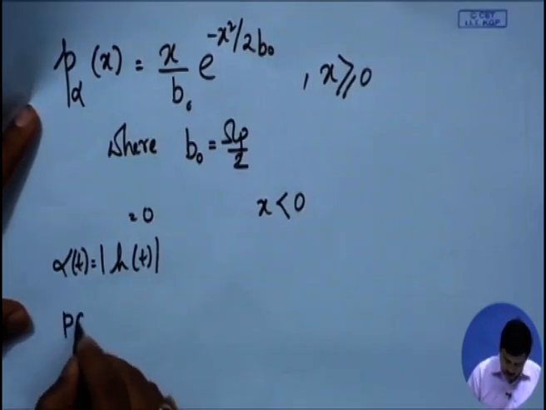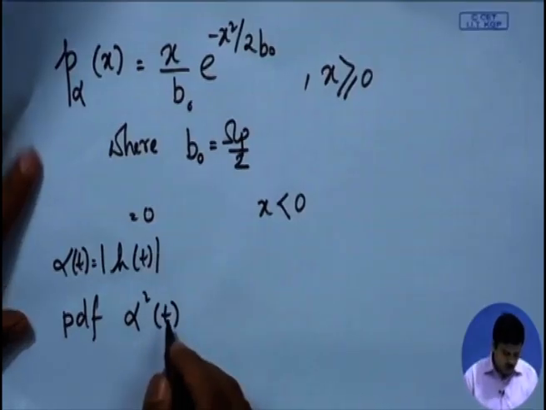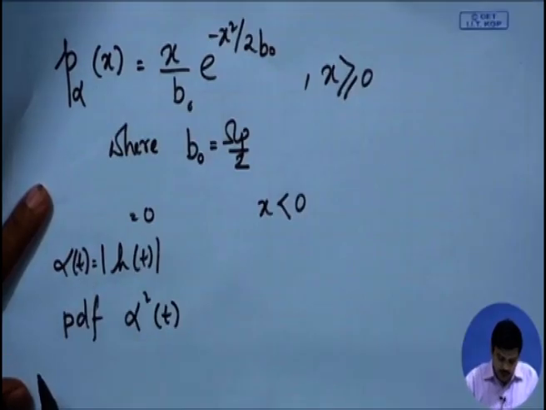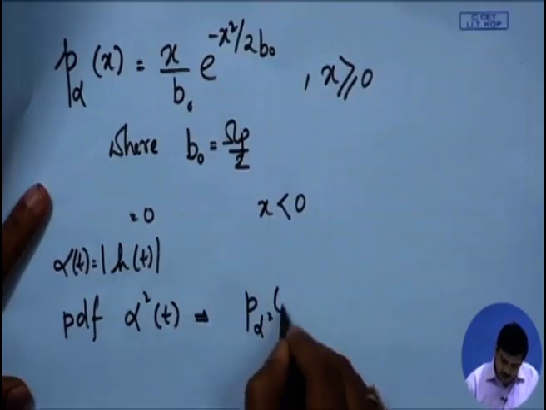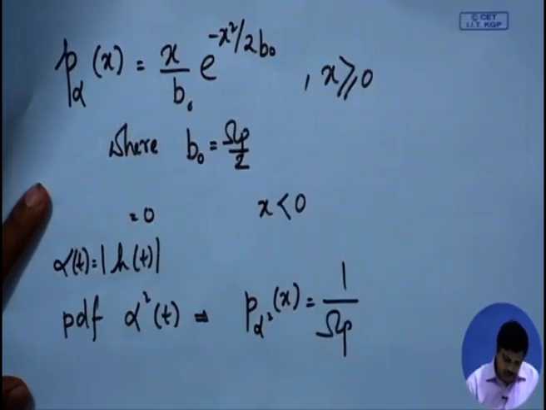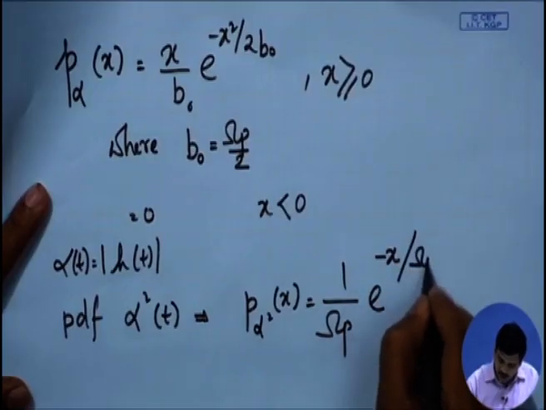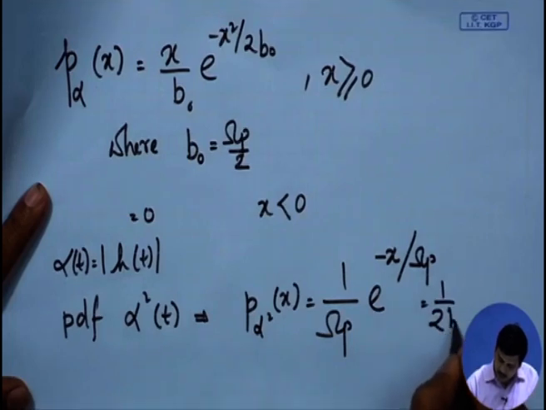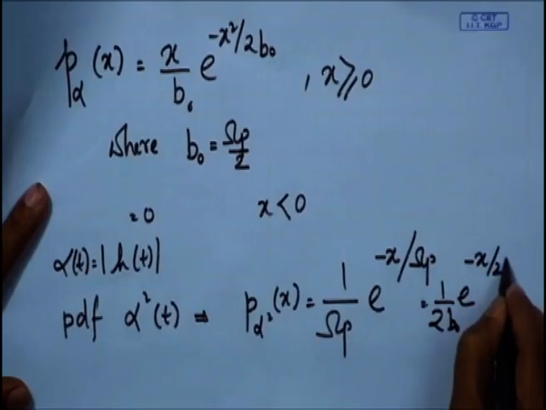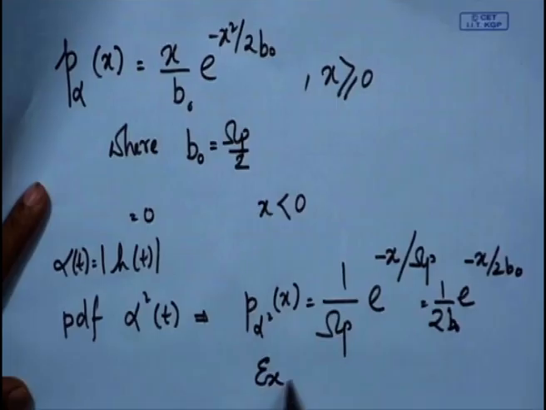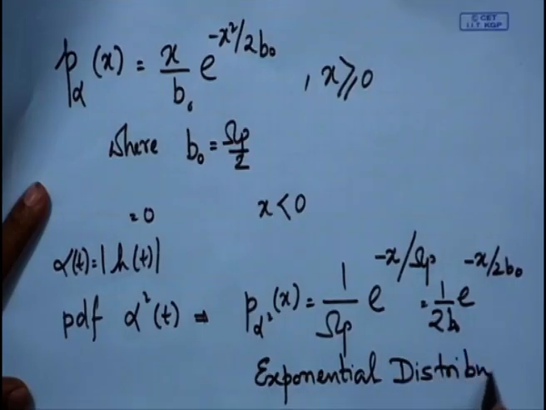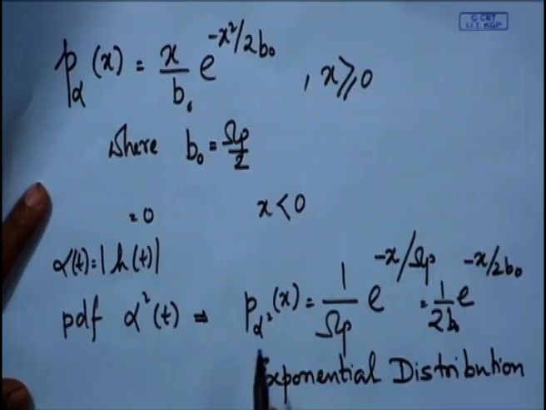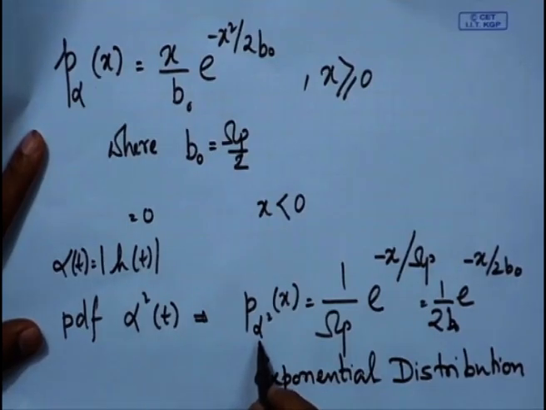We would also be interested in the probability density function of alpha squared of t. Now, alpha squared of t is clearly the squared envelope, and the squared envelope is going to give us the signal strength directly, and we could write this as p of alpha squared of x is given as 1 by omega p e to the power of minus x divided by omega p, which is equal to 1 by 2 b 0, going by the expression above, e to the power of minus x by 2 b 0, and this kind of expression is the exponential distribution. So, what we can say is that the power of the received signal over a wireless fading channel for the case that we are considering is exponentially distributed.